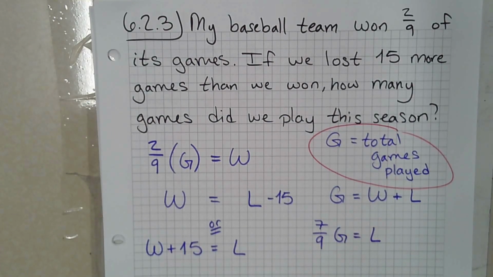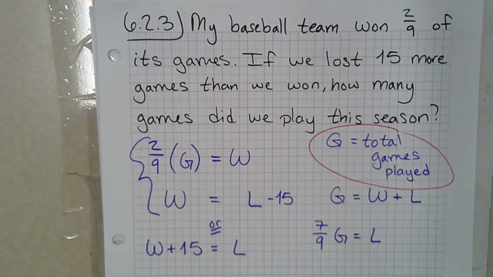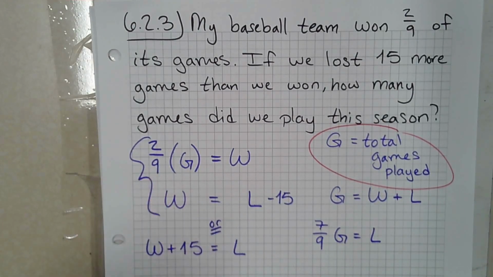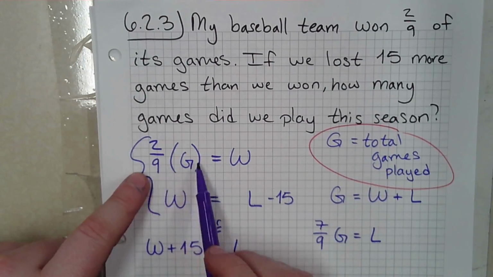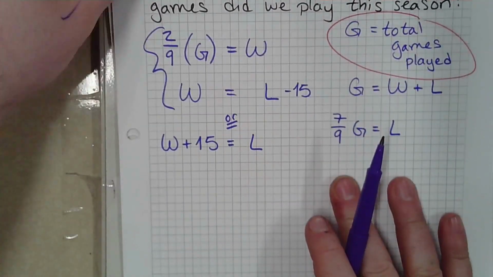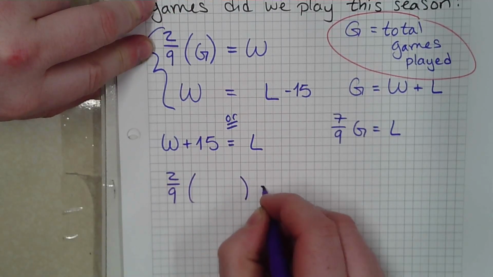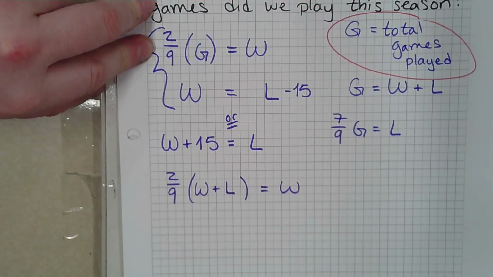Let's go ahead and take maybe one of these equations, maybe these two right here, and go ahead and solve them. Now, you might notice that we have G, W, and L. So we have two equations with three variables. That's usually a bad sign. However, don't we know that G is the total number of games played? And that's equal to the wins plus the losses. We can rewrite this top equation. We can write it as 2/9 times the total number of games equals W. And remember, the total number of games is just the wins plus the losses.